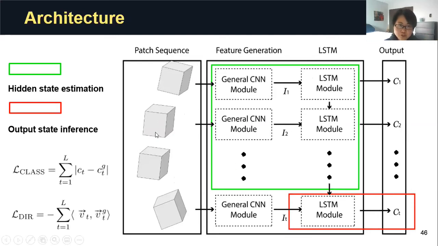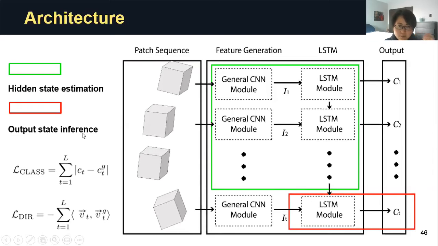So the whole pipeline is like this. We accumulate patches along the tree tracking process, and we use a pre-trained CNN module to generate the feature or the image evidence here. And we input these image features into the LSTM module. The LSTM has an automatic way of estimating the hidden variables, which it will use to predict the C_t at time step t. The green box here shows the hidden state estimation, and the red box here shows the output state inference.